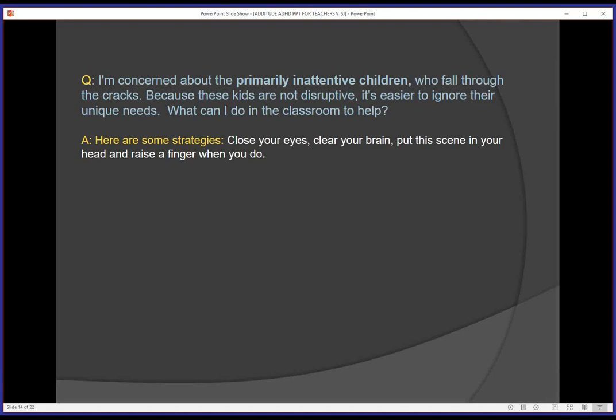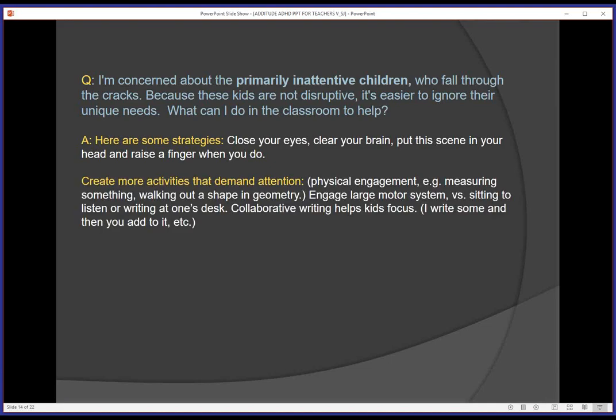If kids are inattentive, these and the other physical strategies that I talked to you about earlier can help with this problem. You can create activities that demand more attention. Physical engagement, for example, measuring something, walking out a shape in geometry on the floor, holding hands to form a shape by making human bodies into the shape, engaging large motor systems versus sitting around and writing at your desk.